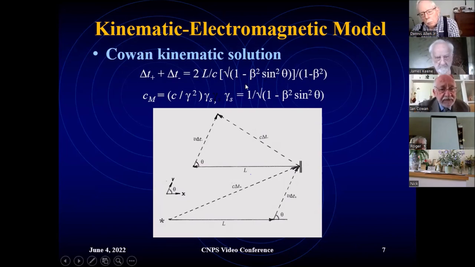to that. And I'm defining a new parameter called gamma s, which is 1 minus beta squared. Beta is V over C. It's the ratio of the speed of the motion of the apparatus, of the Earth, to C. So you can see that reduces to the normal MMX setup. Like if theta is naught, for example, for the horizontal business, gamma s just becomes equal to gamma. Gamma s becomes one. So that's C over gamma squared, which I had before.